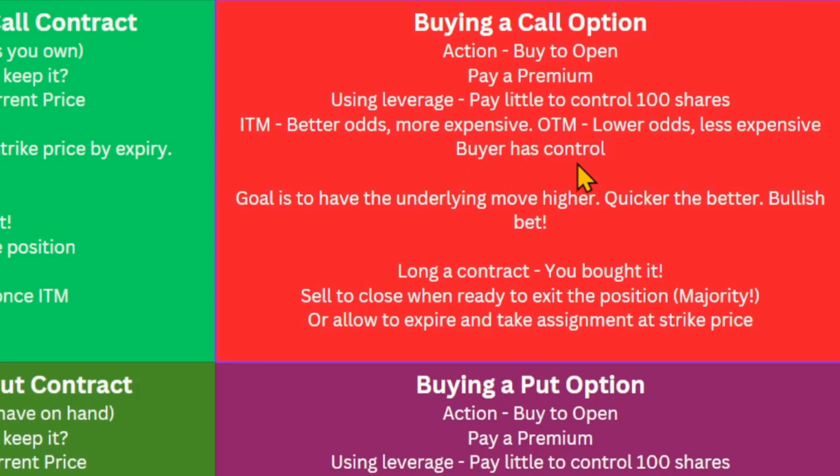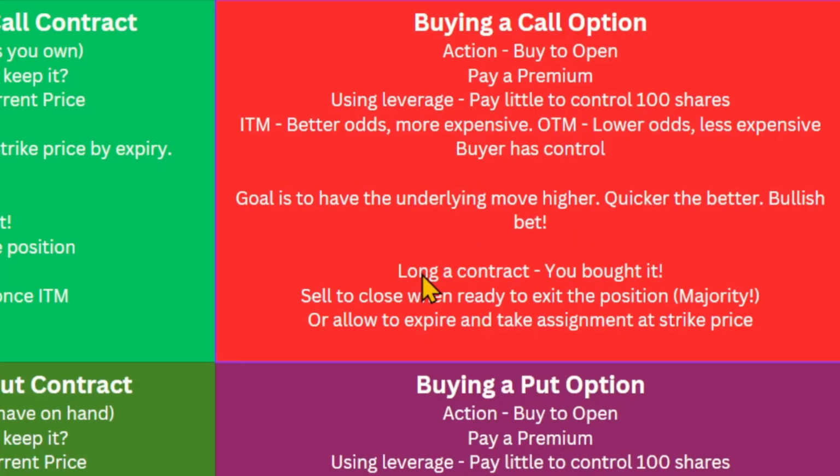But the buyer has control. So when you buy a call option, you have the right, but not the obligation, to exercise your option. But I wanted to put that in there. The buyer has control as a reminder. Now, the goal here when you buy a call option is to have the underlying move higher. The quicker, the better. It's a bullish bet, right? So if you want to buy a call option on stock XYZ, it's because you think stock XYZ is going to go up in value, and hopefully quickly, because we have a time frame here that is ticking away when we buy a call option. So again, more on that, but just a general guideline.